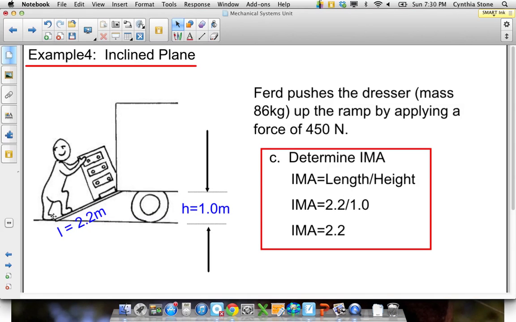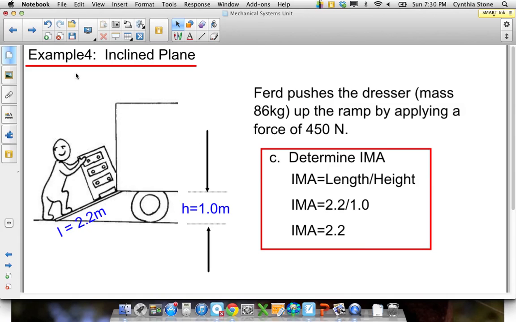IMA on a ramp or an inclined plane is the length of the inclined plane divided by the height of it, like how high the dresser goes. The dresser would have started on the ground and ended up in the truck, so we'll call that 1 meter. And the length of this inclined plane is 2.2 meters. So dividing that out, you get an IMA of 2.2.